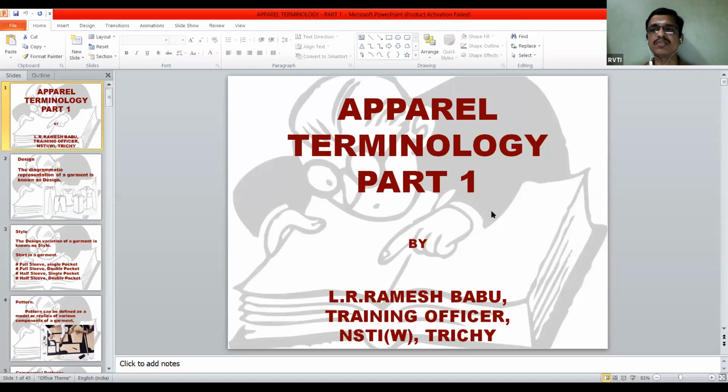Some of the terms we frequently cross during our day-to-day theory and practical classes. Some may be new terms to you. I'm going to discuss not only the definition, but also give one or two important points along with each term. Today I'm going to take the terminology on pattern making and cutting, and tomorrow in part 2, at the same time, 5 to 6, I'm going to handle terminology related to sewing and finishing. Okay.